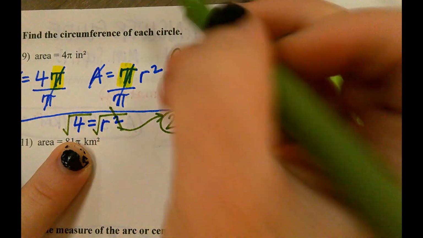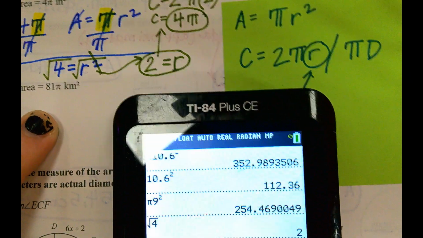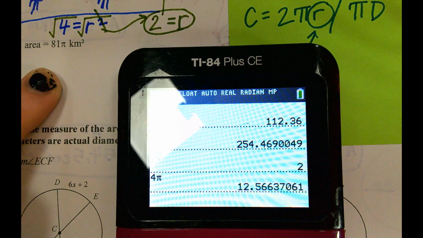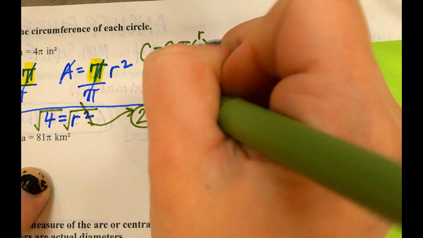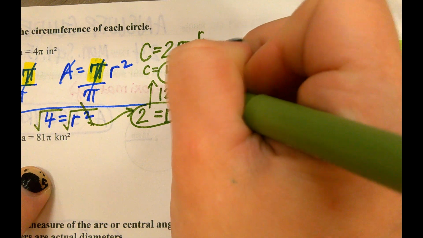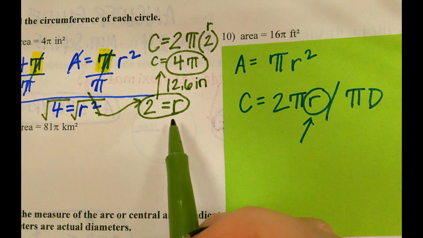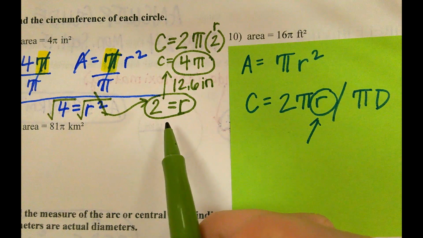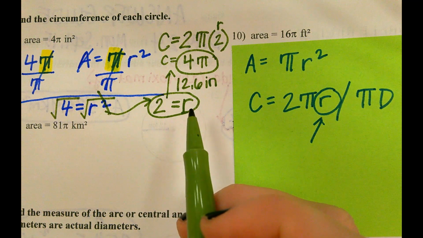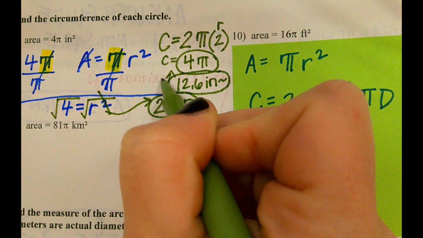If I want an approximate answer, we'll type pi in. 4 times pi, and you should get approximately 12.56. We'll round that up to 12.6. And that is inches, not inches squared, for circumference. Measuring a length around inches. It's just like perimeter. So we just need inches.